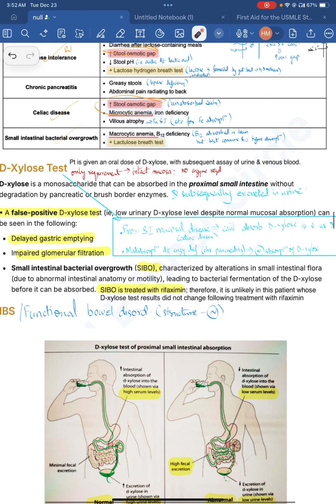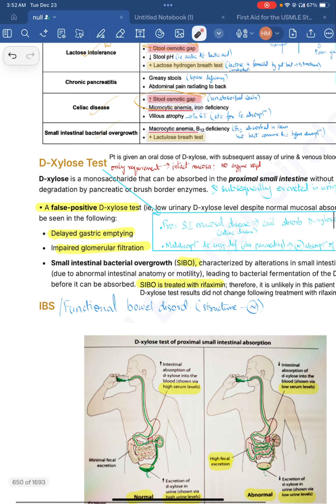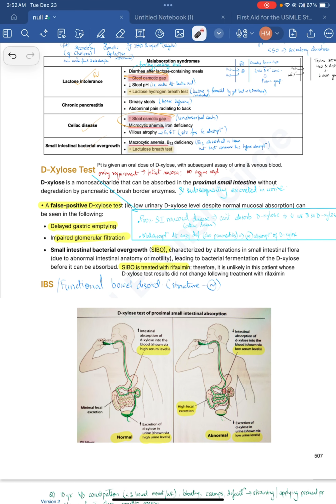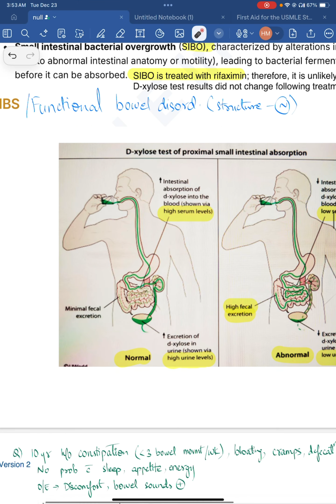So what do you do in this test? Patient is given oral dose of D-xylose. Okay, and then subsequently you check the urine and venous blood because what happens is D-xylose is a monosaccharide which is absorbed in the proximal small intestine without any degradation by brush border enzymes or by pancreatic enzymes. No, nothing can degrade it because it is already in the simplest form, and subsequently it will be excreted in urine. Patient drinks the D-xylose solution. It goes in the gut and eventually the kidneys absorb it and then excrete it through urine. So the high serum levels and high urine levels are the normal.